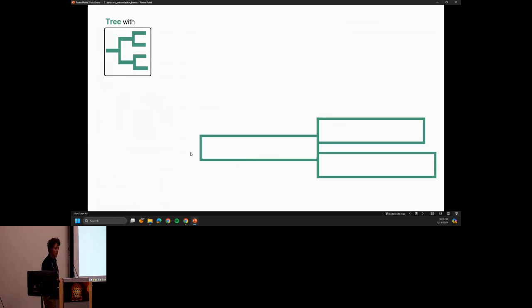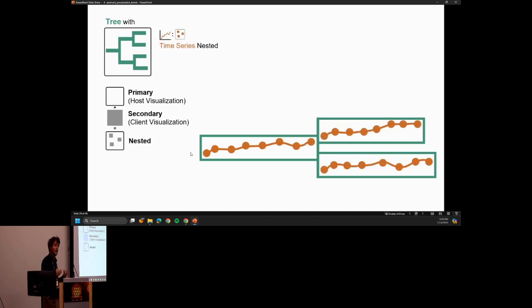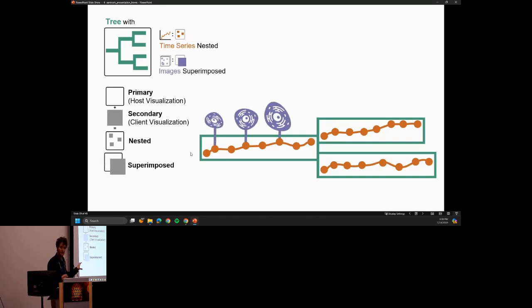So the first example will use tree as our primary data source. For all these, we select a primary data source, which serves as our host visualization. In this case, we have this sort of node link diagram for our tree information. Then our secondary data types we can embed as client visualizations. So here I am nesting the time series data within the nodes of the tree. Similarly, you can superimpose data like the images alongside those time series data points. You can do this automatically, or you can do this on demand as the user is interacting with the visualization.